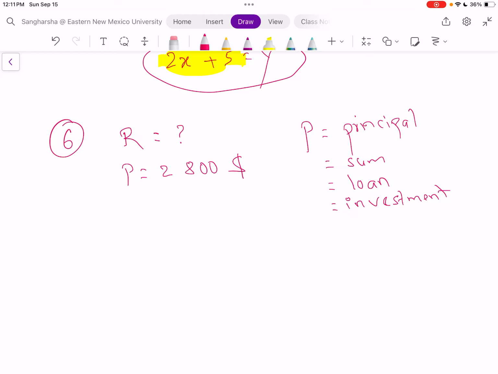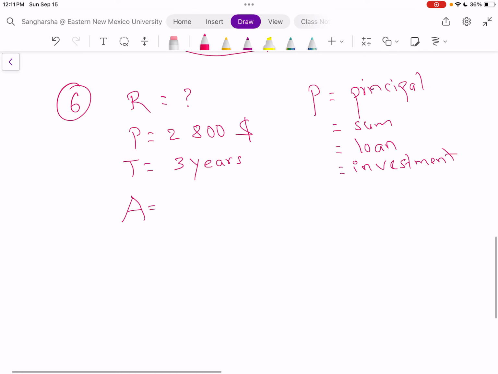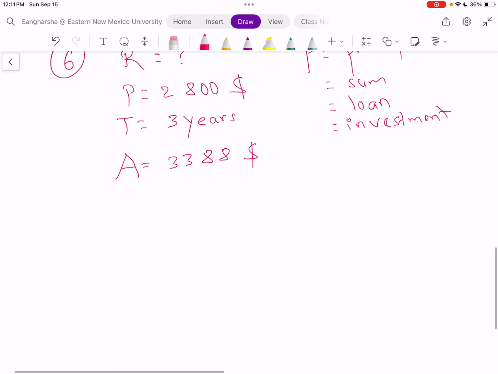Okay, and we have 3 years, that is T. So our time is 3 years. Your time has to be always in years. So we have 3 years, so it's already in years. Now if the amount paid back was 3,388, so the amount paid back, this is not the interest. This is the amount paid back along with the principal. So amount is $3,388. So this is given to us.